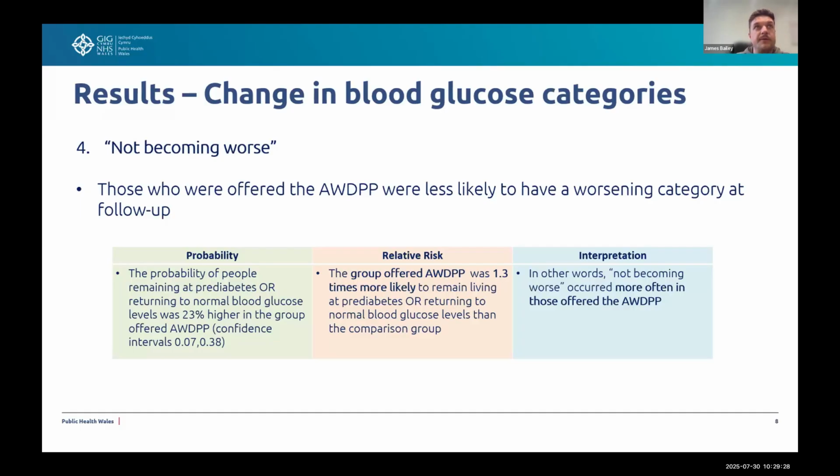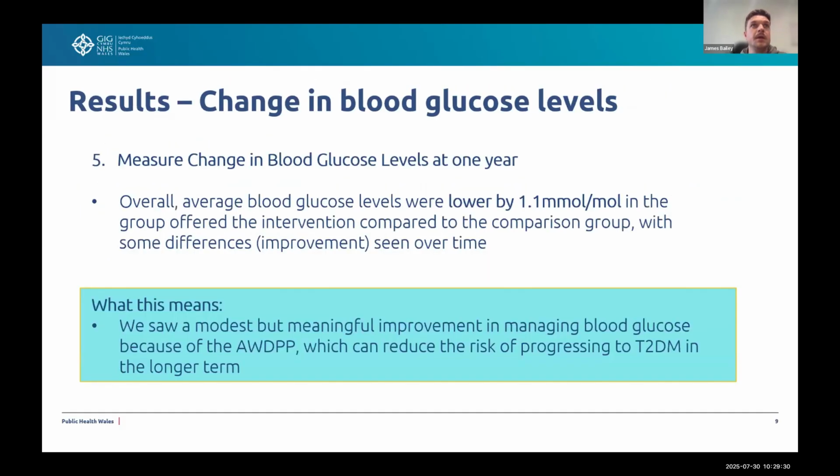So again, very positive. We then looked at change in nominal blood glucose levels, and overall those offered the AWDPP presented with a lower HbA1c of 1.1 mmol. And although this is modest, it still shows that the AWDPP is effective in reducing the risk of those who are pre-diabetic progressing to type 2 diabetes.